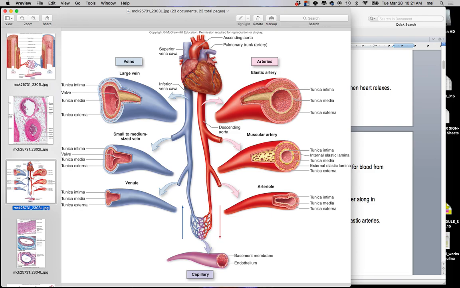So elasticity becomes less important as you get further away from the heart, but muscular contraction becomes more important, okay? So the arteries that are closest to the heart, think aorta, that's a phenomenal example. It's called an elastic artery. Not because it doesn't have muscle, but because elasticity is its primary thing. And you don't use the muscle for constriction very often, okay? So the aorta is a classic example of an elastic artery.